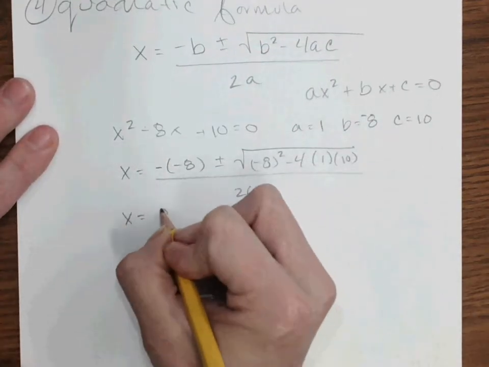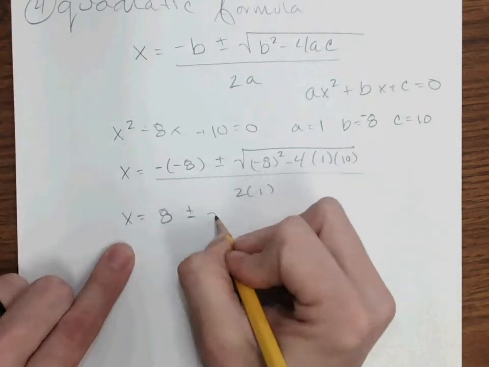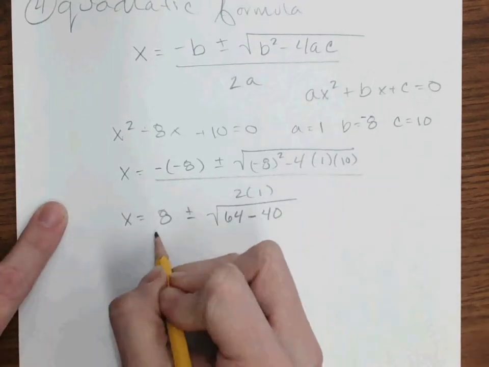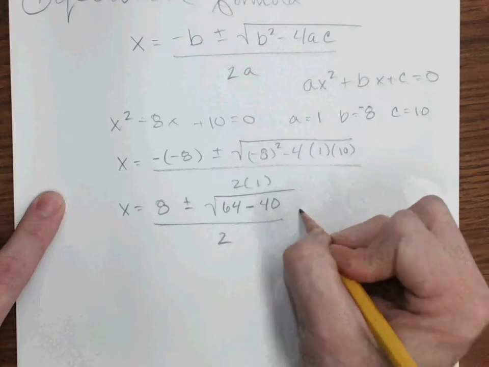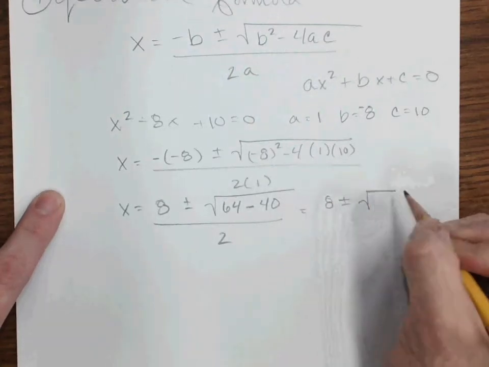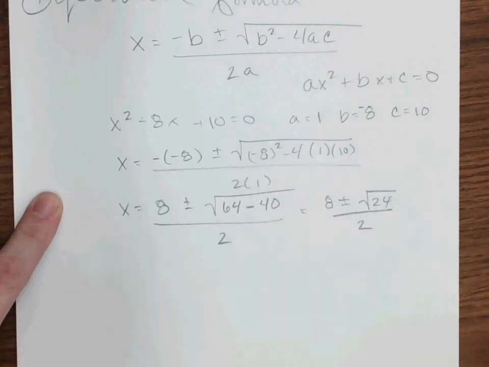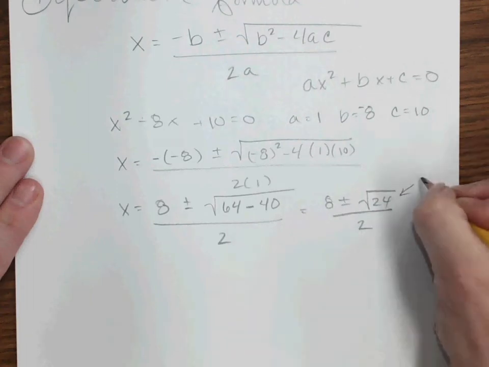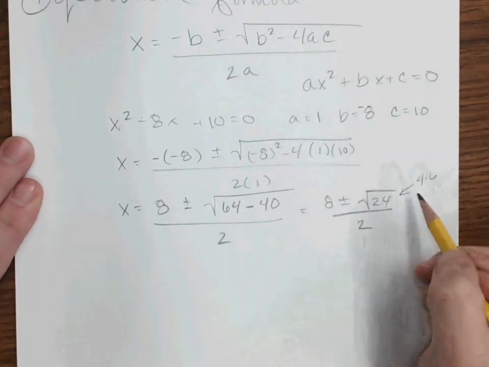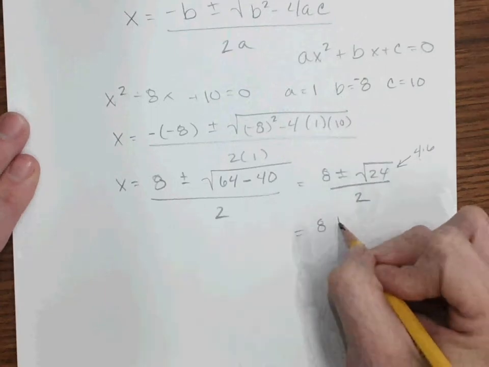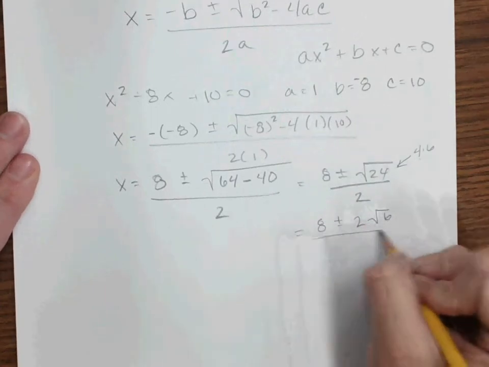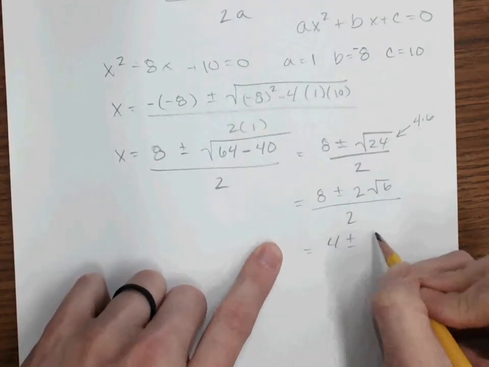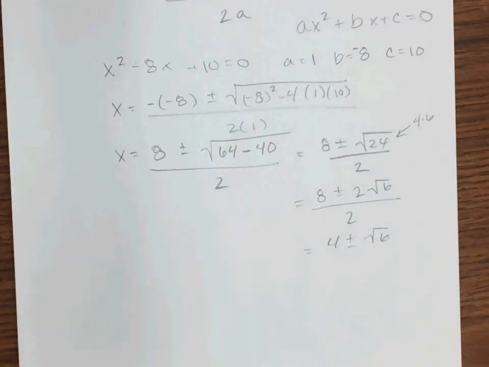So x is, I've got 8 plus or minus the square root of, in here, this is going to be a 64 minus, this is 40, all over 2. So I've got 8 plus or minus the square root of 24 all over 2. Now this doesn't look the same as what I had before, but that's because it's not simplified completely. 24 is 4 times 6, right? So I can take out that perfect square. So I'm going to have plus or minus 2 root 6 all over 2. I can take a 2 out of everything here, which gives me that 4 plus or minus root 6, because I can divide everything by 2.